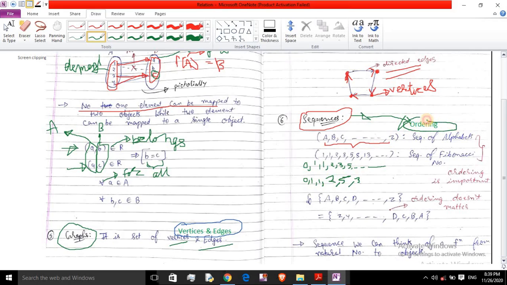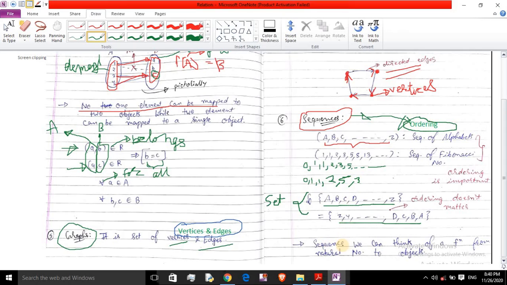ordering is very important. I am emphasizing these words: ordering is very important. Now look at this. There is an alphabet A, B, C, D up to Z. There is also a reverse alphabet, Z up to A. So ordering does not matter in the case of a set, but in sequences ordering does matter.